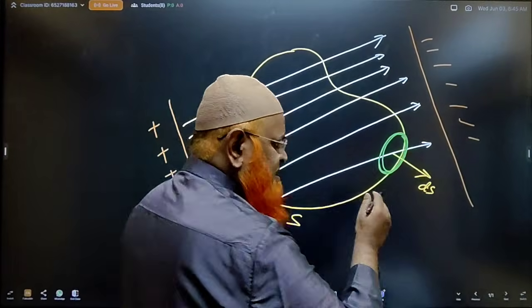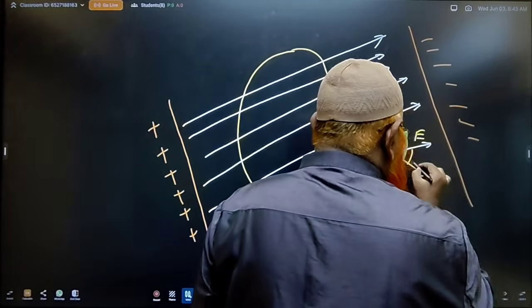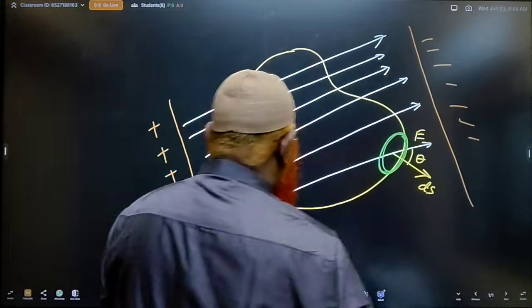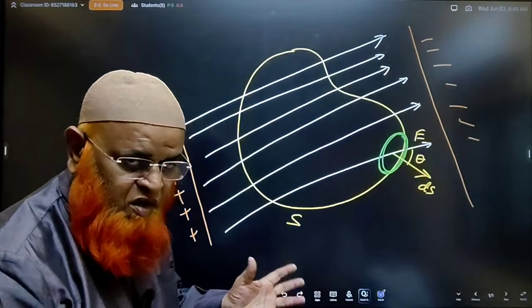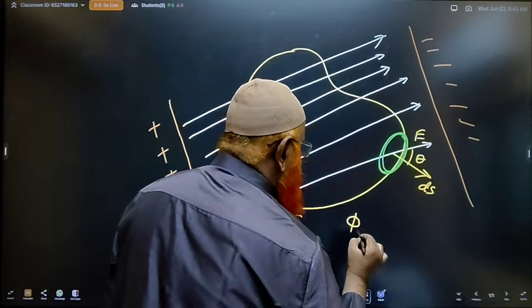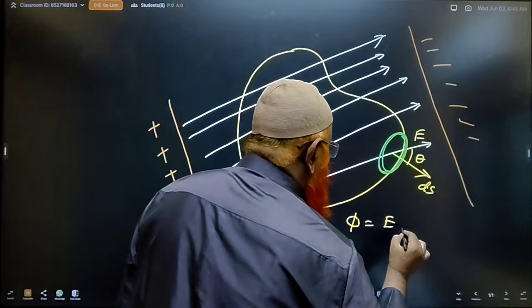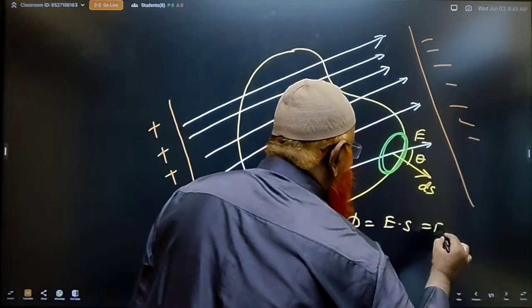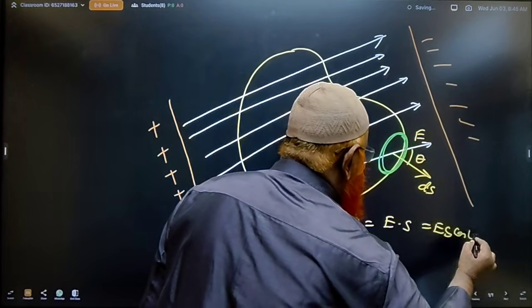The area, which represents a vector, will be in this direction, perpendicular to that surface. Now this is ds, and this is E, and this is theta. So what is the flux? What is the formula for flux?